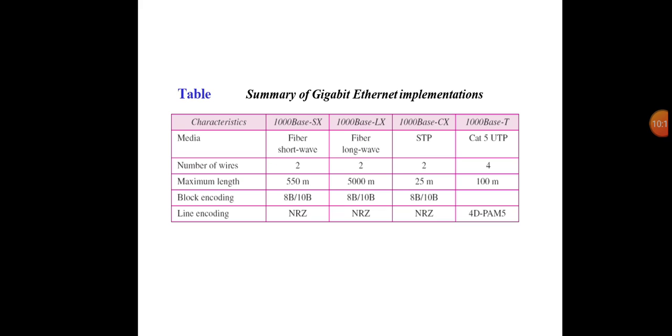Summary of Gigabit Ethernet implementation. Characteristics: media, number of wires, maximum length, block encoding, line encoding. For 1000Base-SX, fiber shortwave, 550 meters, 8B/10B, NRZ. For 1000Base-LX, fiber long wave, 5000 meters, 8B/10B, NRZ. For 1000Base-CX, STP, 25 meters, 8B/10B, NRZ. For 1000Base-T, Cat 5 UTP, 100 meters, 4D-PAM5.